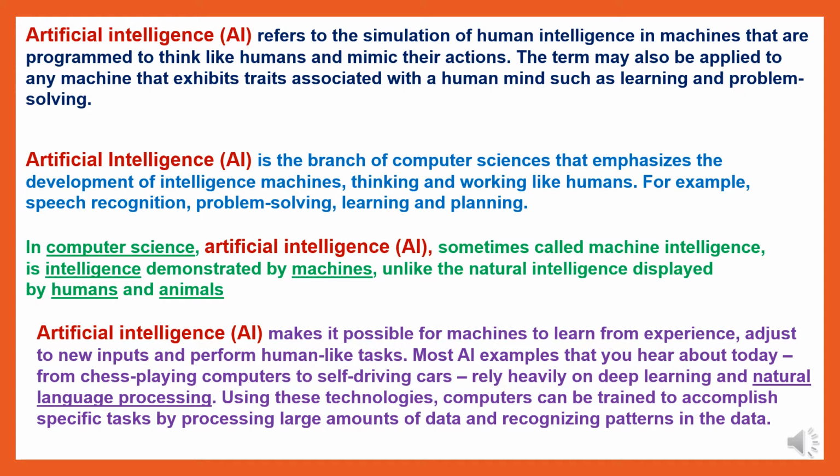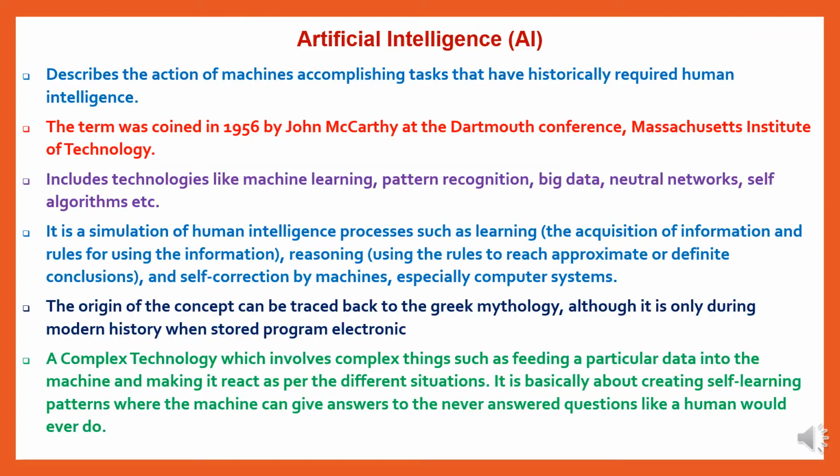In computer science, artificial intelligence, sometimes called machine intelligence, is intelligence demonstrated by machines, unlike the natural intelligence displayed by humans and animals. Artificial intelligence makes it possible for machines to learn from experience, adjust to new inputs, and perform human-like tasks. Artificial intelligence describes the actions of machines accomplishing tasks that have historically required human intelligence.